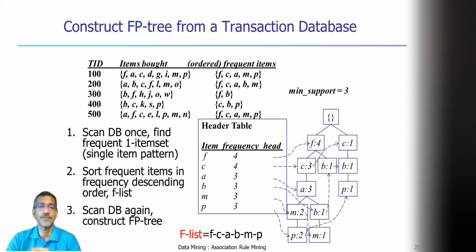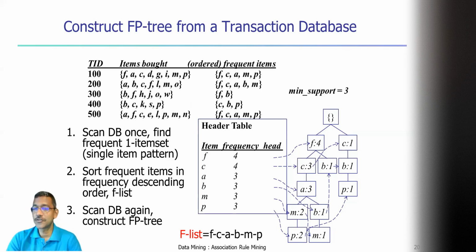Step 1, 2, 3. First of all, we scan the database like what we did for Apriori, and find frequent one item sets. In this case, I'm using this small toy example once again. First we identify the frequent one item sets, and we don't just take them as they are. In the second step, we sort them in frequency descending order, and we call it the F list. There's a table next to the steps, and on that we have identified the most frequent one is F, C, A, B, M, P.